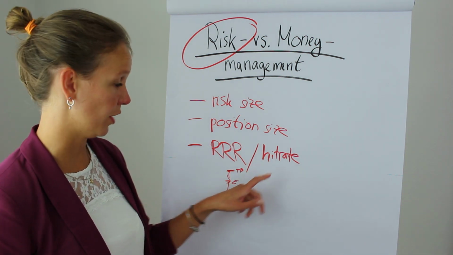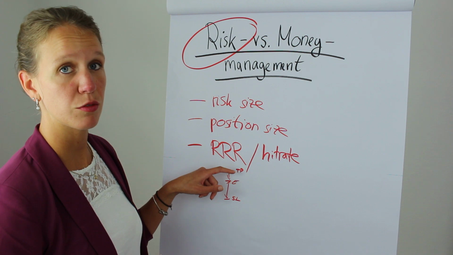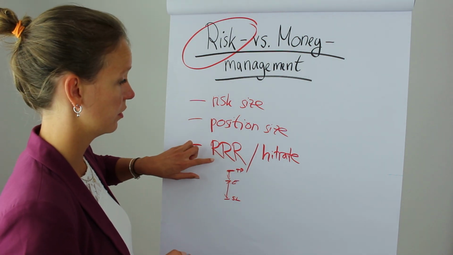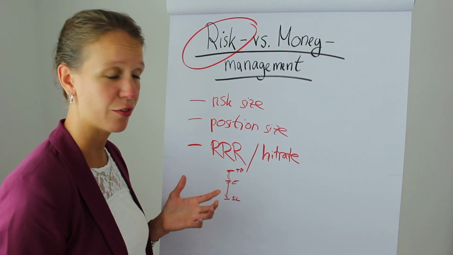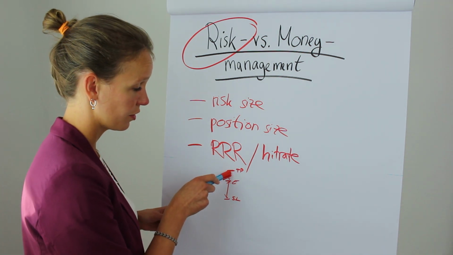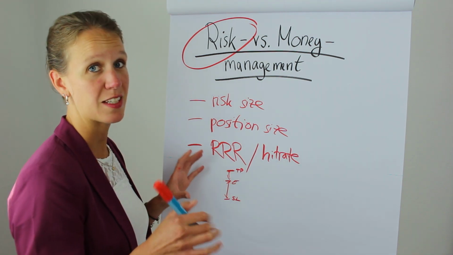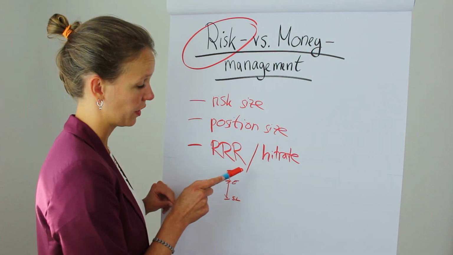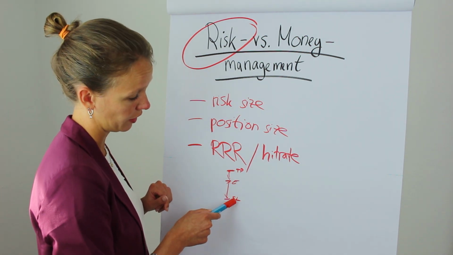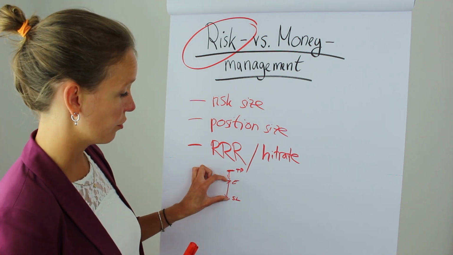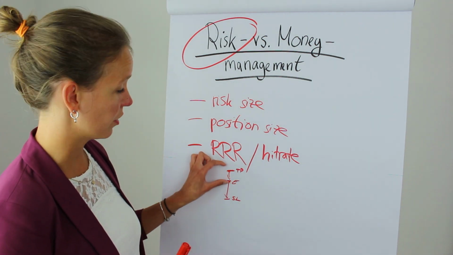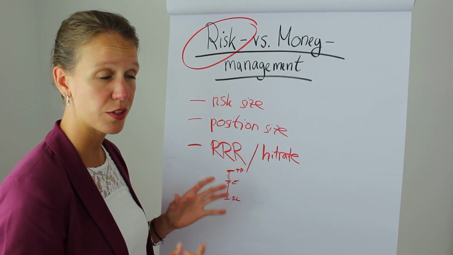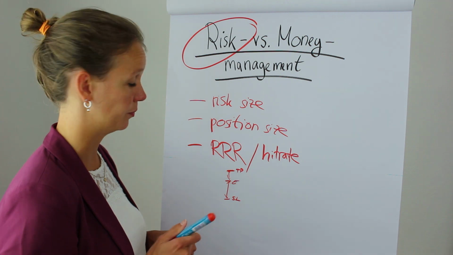For example, if your hit rate, so that you're really hitting take profit, is less than 50%, then of course, or even let's say 50% first, if you're reaching 50% of the times the take profit and 50% of the times the stop loss, and your loss is bigger than your win, of course, it's a negative circle and you're not making profits, you're losing more money than you gain.